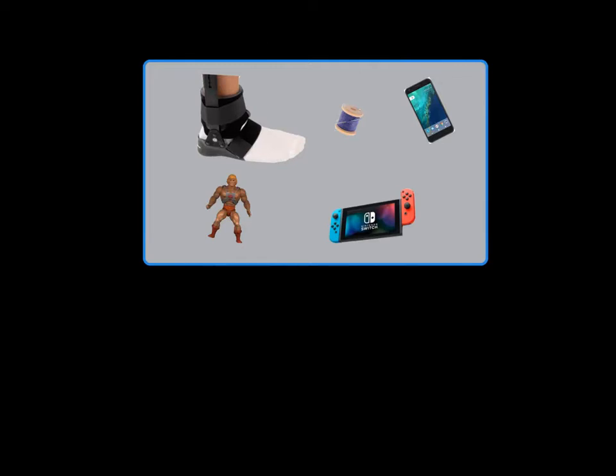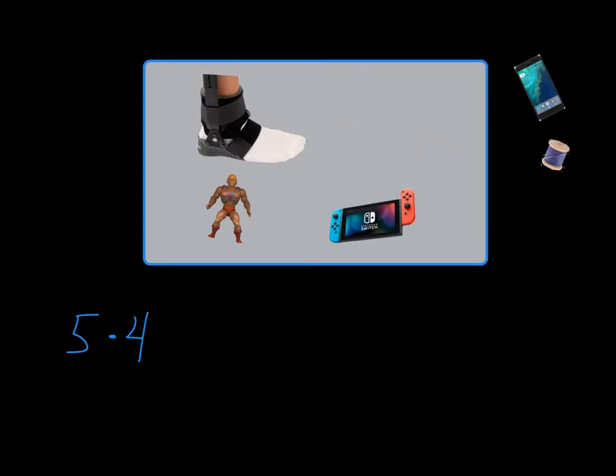So let's just suppose that I take the iPhone off first. Before I take the iPhone off, I have 5 different objects I can choose from. And after I make that choice, I have 4 objects left to choose from. I have the disembodied foot, the spool of thread for some reason, He-Man, and the switch. Now I make another choice, and I have 4 choices, and now I'm going to take off the spool of thread. Once I've done that, I have disembodied foot, He-Man, switch, so there are 3 objects to choose from.